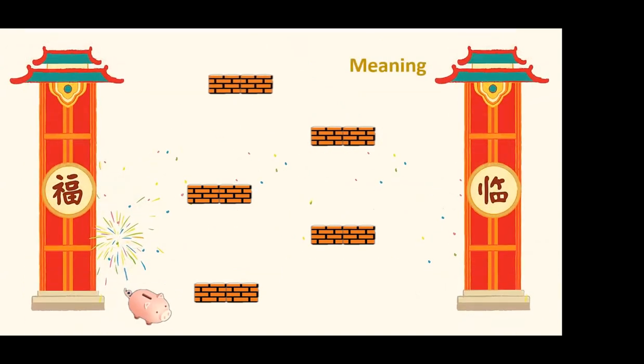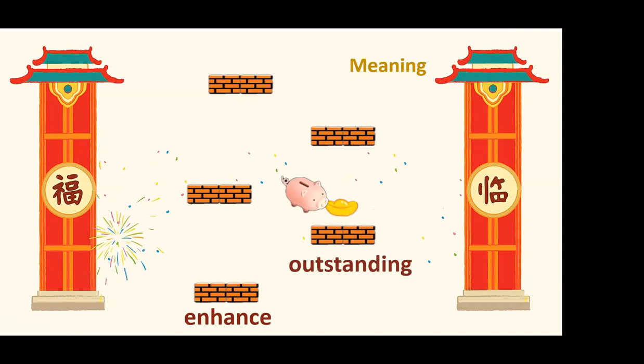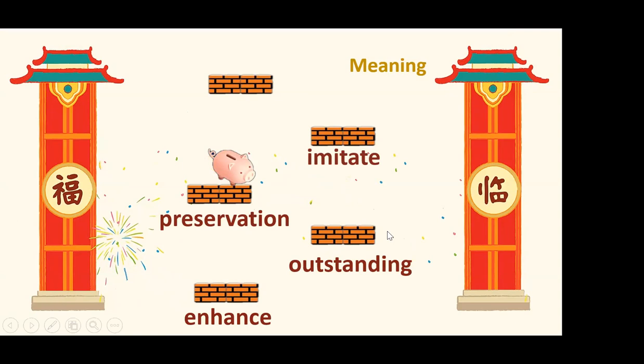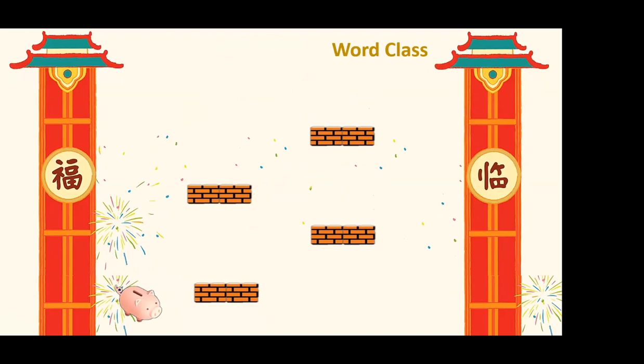Okay, so at the second level, students will be asked to explain the meaning of each word. They're encouraged to give a definition and correct synonyms. So it looks like this. So when students see these words, they need to explain what they mean. And if they can give us some synonyms or even antonyms. Okay, and at the third level, word class will be our focus. They need to say the word class of the given word.